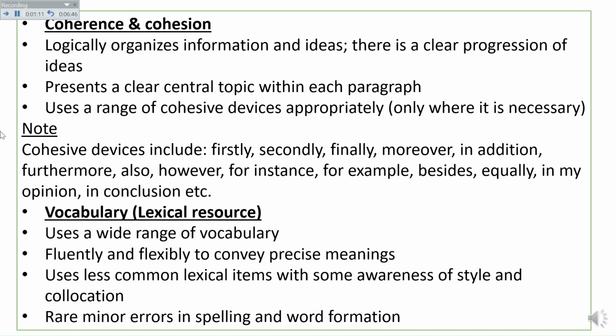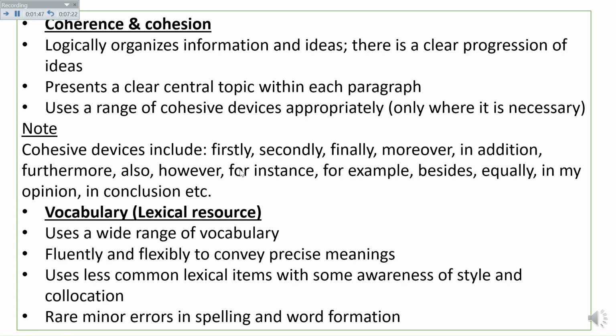And then the third one is to use a range of cohesive devices appropriately, only where necessary. You cannot use them unnecessarily in your writing. You need to use cohesive devices only where it makes sense. Let's see what these cohesive devices are. Firstly, secondly, finally, moreover, in addition, furthermore, also, however, for instance, for example, besides, equally, in my opinion, in conclusion, etc. Right? So try to use one in each paragraph, but only where it is necessary.